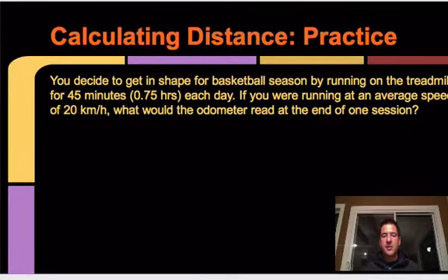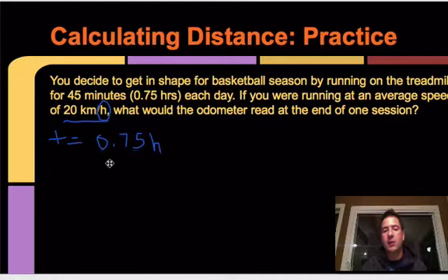So the first thing I'm going to ask is, what am I given? Well, I know that my time is equal to 0.75 hours. Now, why would I say hours? Well, because if it's 20 kilometers an hour, that hour right here is going to help me figure out what numbers I should use. So I had to expand 45 minutes into 0.75 hours.